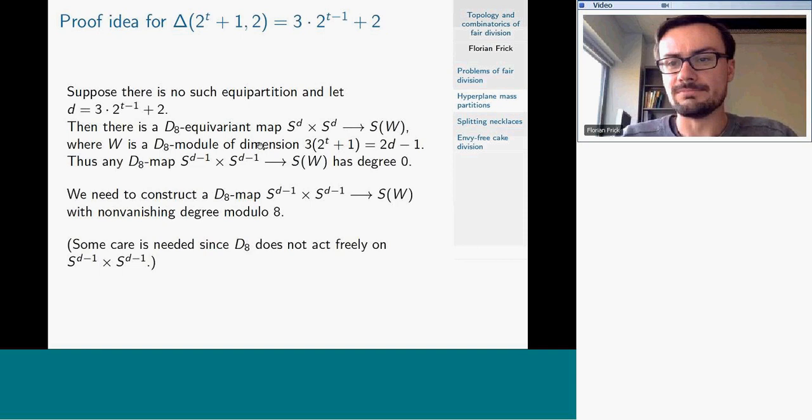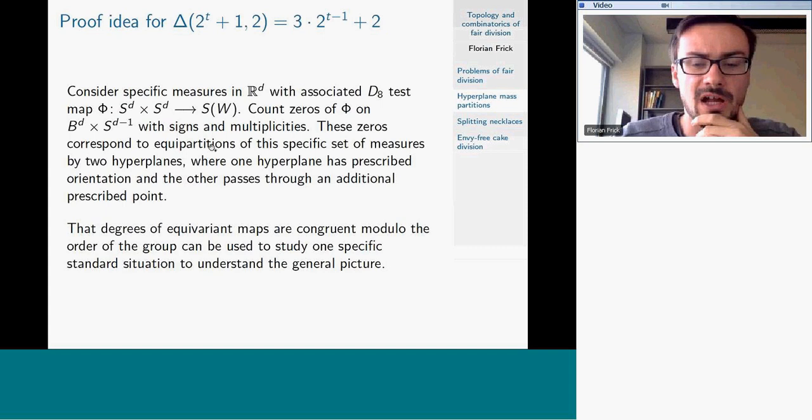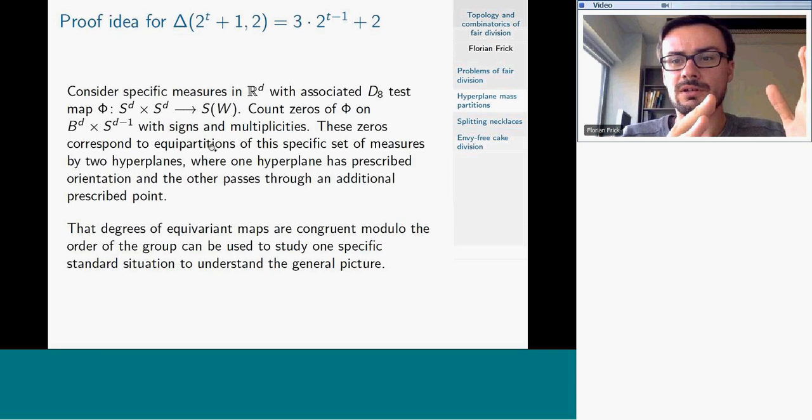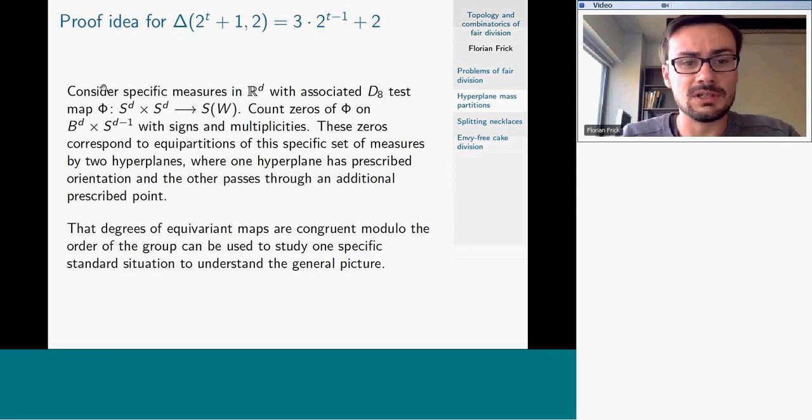Well, to construct such a map, you can just take a specific set of measures in R^d and construct the same D8 test map. Now, well, it shouldn't go to the sphere. Maybe it hits zero, right? Maybe there are equipartitions for your very specific set of measures. Otherwise, you'd have a counterexample immediately.